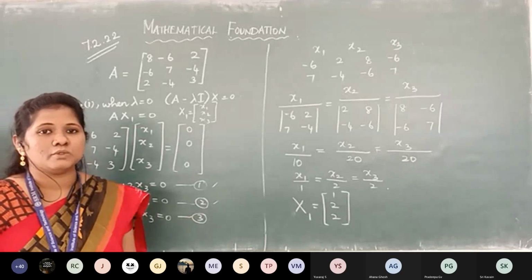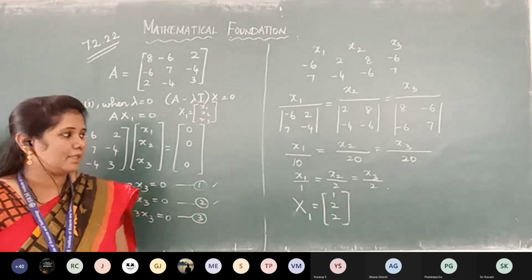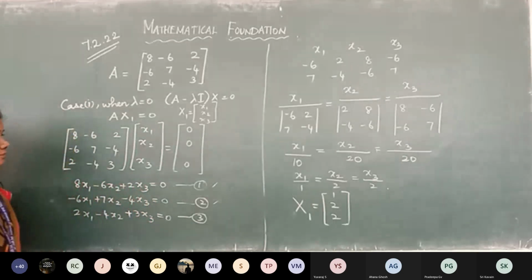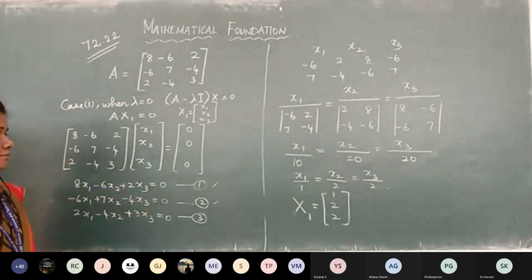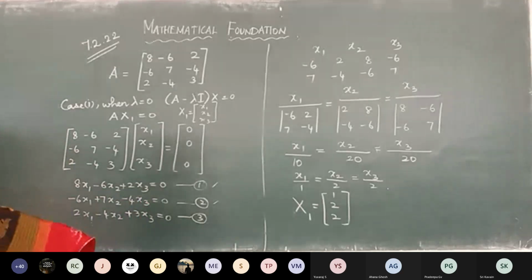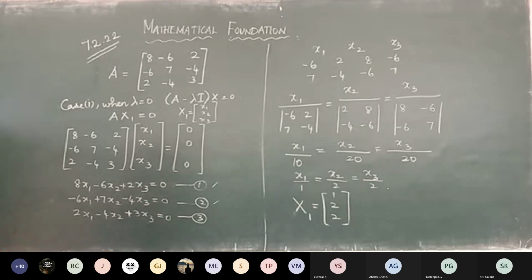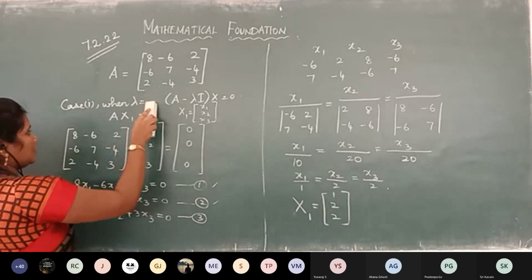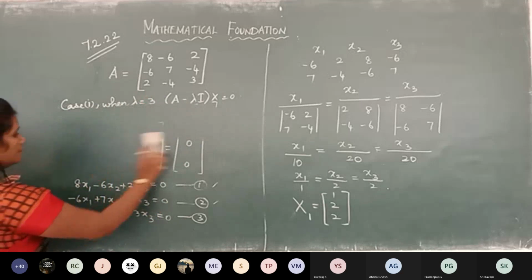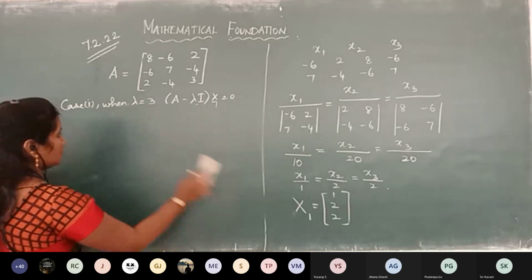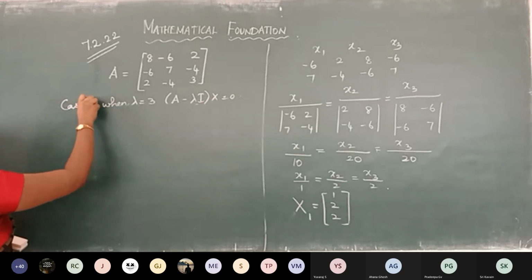For your eigenvalue lambda equal to 0, the x1 is equal to 1, 2, 2. Similarly, for lambda equal to 3, find out. This is case 1. Next, we will go on to case 2. Have you all finished? Did you understand how you're finding out your eigenvector? Next, find out for lambda equal to 3. This is your case 2.